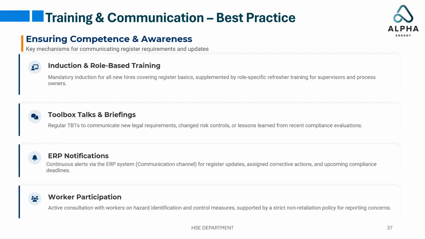Finally, worker participation is emphasized as a key element of an effective HSE management system. Employees are actively involved in hazard identification, risk assessments, and control implementation. This participation is supported by a non-retaliation policy, encouraging workers to report hazards, safety concerns, or compliance issues without fear of negative consequences. Together, these mechanisms ensure that the register system is understood, communicated effectively, and consistently implemented across the organization.